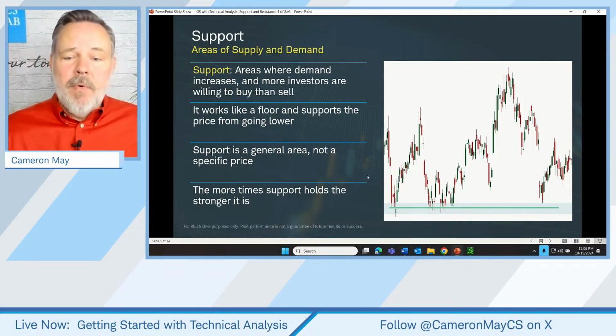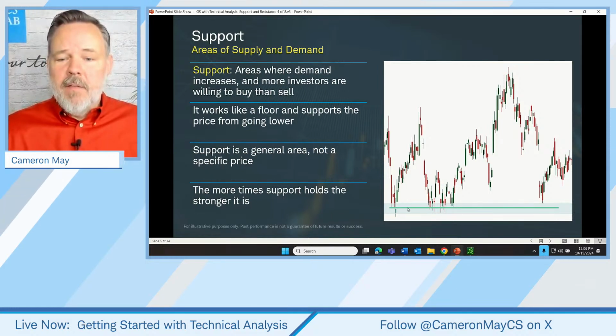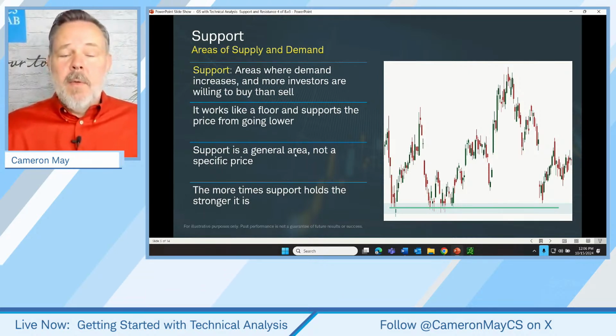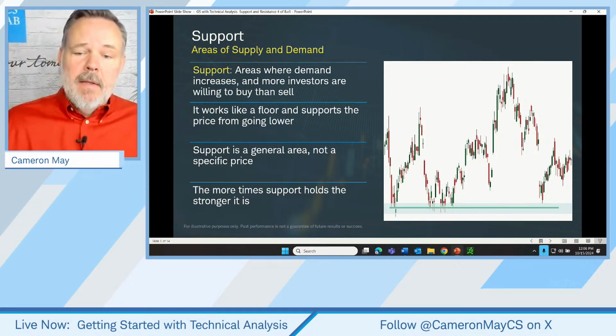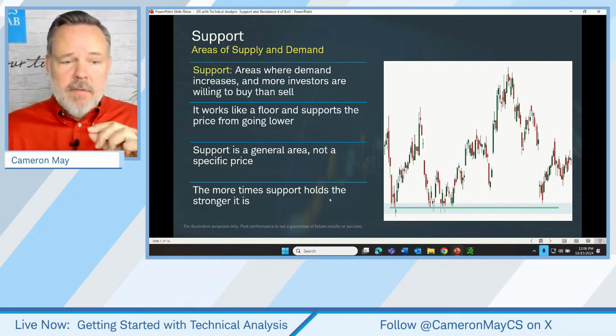But yes, support tends to be an area, as represented in our graphic here by this gray shaded area, rather than a specific price level, which might be more commonly represented by a straight line. Okay, so that's one thing we need to bear in mind, because waiting for specific price levels can commonly lead to disappointment. It can lead to missing out on entry signals.